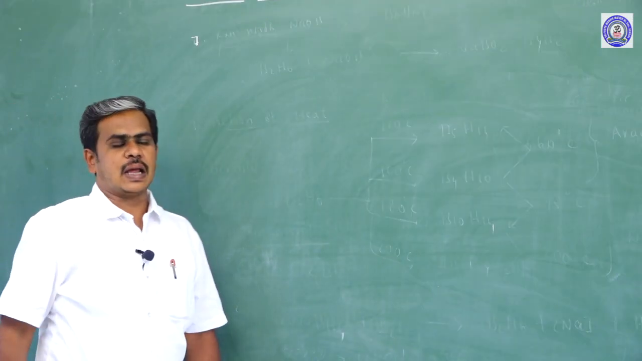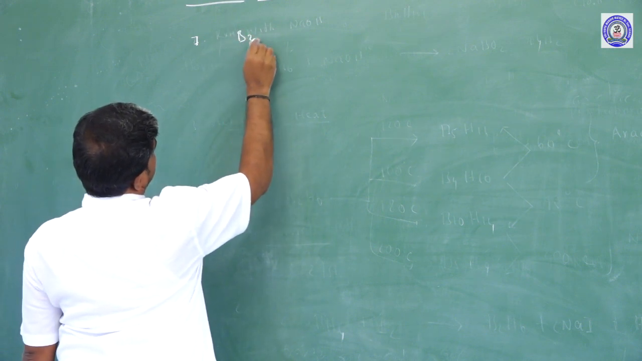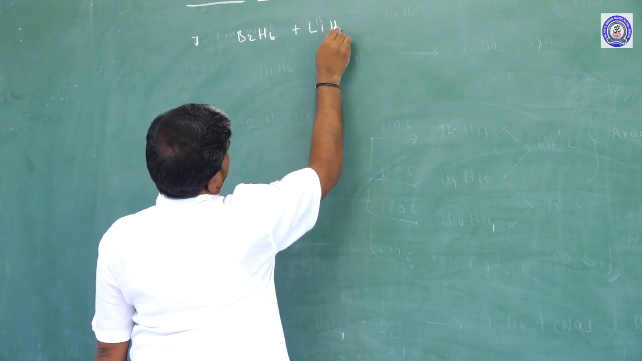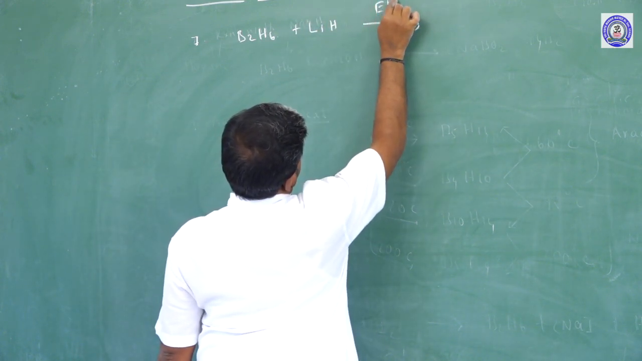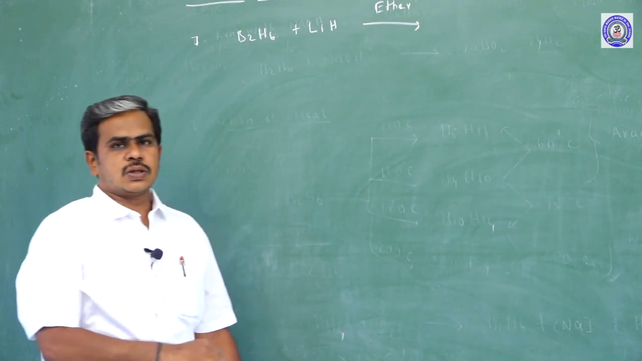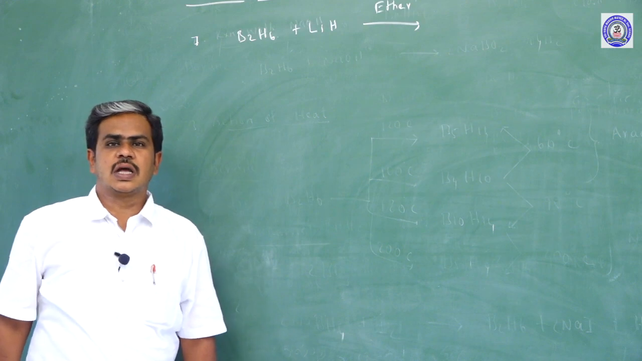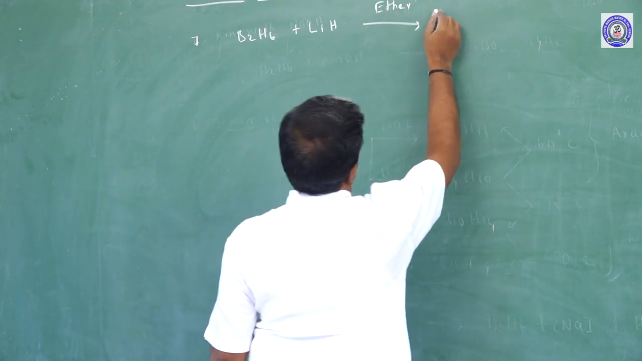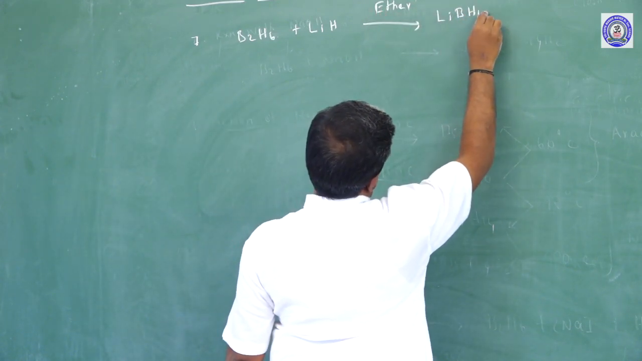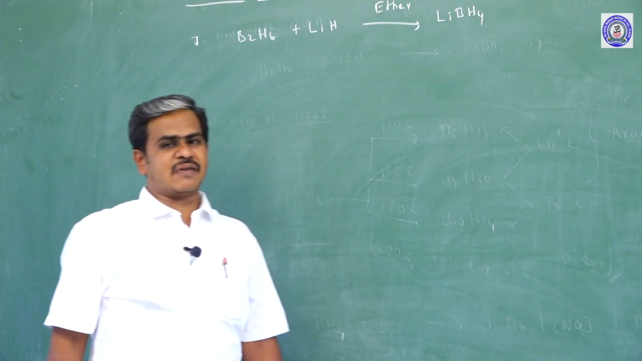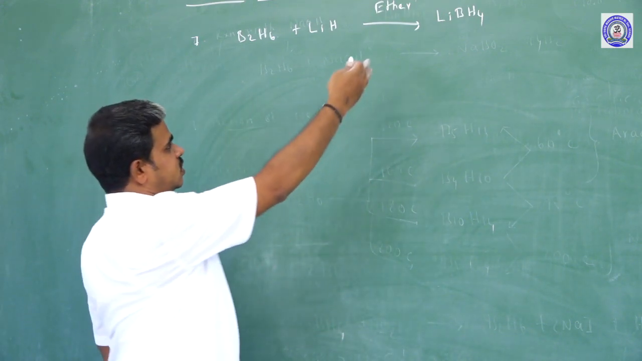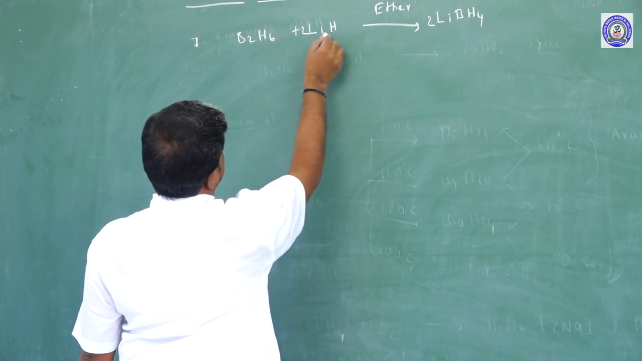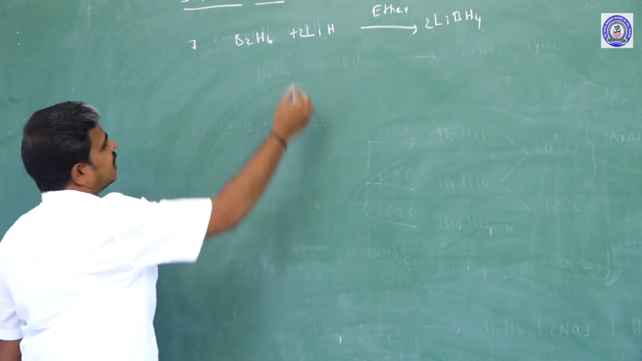Reaction with metal hydride. Diborane, B2H6, is reacted with lithium hydride in the presence of ether. With lithium hydride reacting with diborane, we get a very important reducing agent, lithium borohydride. Lithium borohydride is a very important reducing agent, you know that. So it is 2 LiBH4: B2, so 2, and 2 Li, so 2, and hydrogen 8.